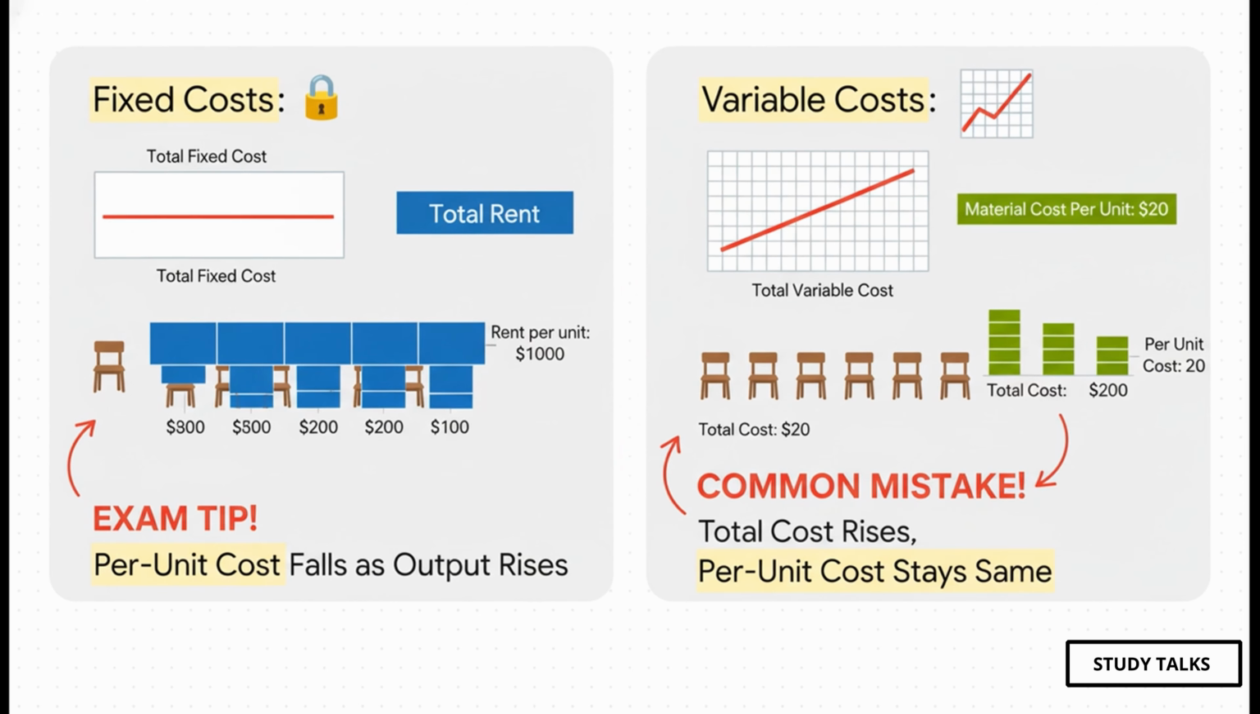But, and here is the key point for your exams, the fixed cost per unit actually gets smaller the more you produce. On the other hand, you have variable costs, like your raw materials. The total cost goes up in lockstep with your production, but the variable cost per unit always stays the same. You absolutely have to understand this per unit behavior.